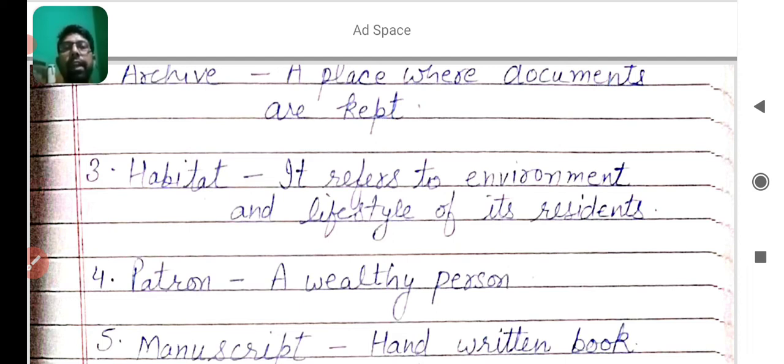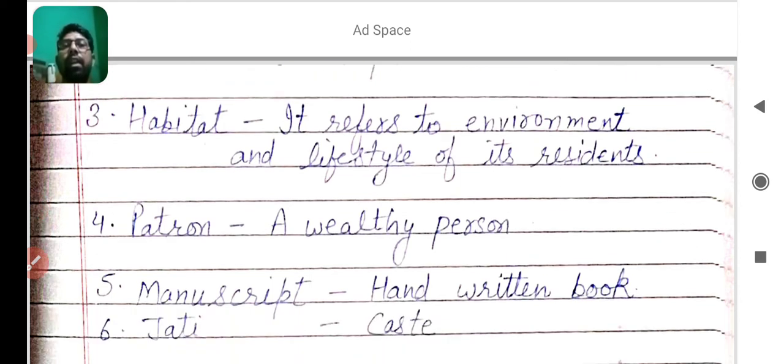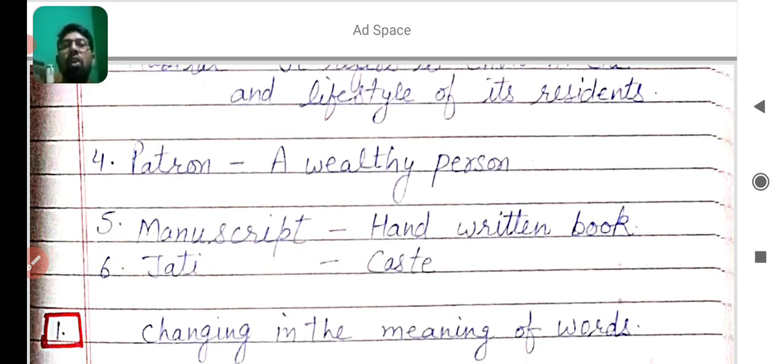The next point is patron. Patron here means a wealthy person. It's described in the lesson. So artisans and carpenters had a wealthy person, and he was known as patron. Next you learnt about manuscript. Manuscript was a handwritten book or handwritten notes. Next you learned there were some changes in jati in the previous time, and you know that jati is known as caste. I hope you learned all 6 major keywords of the lesson.